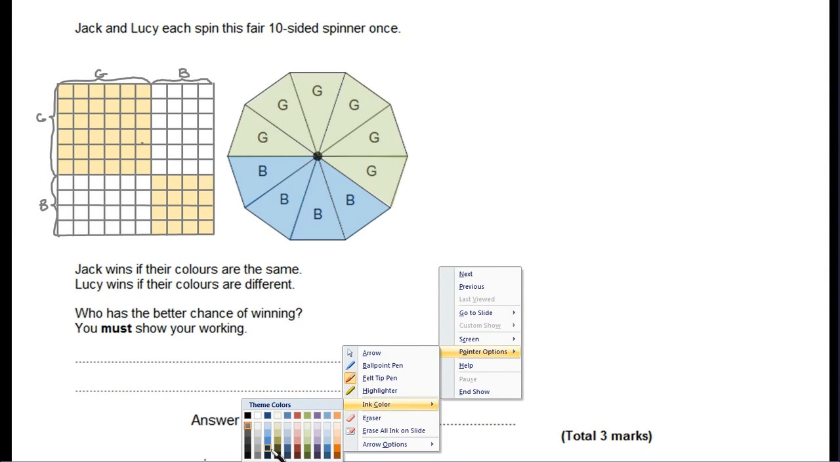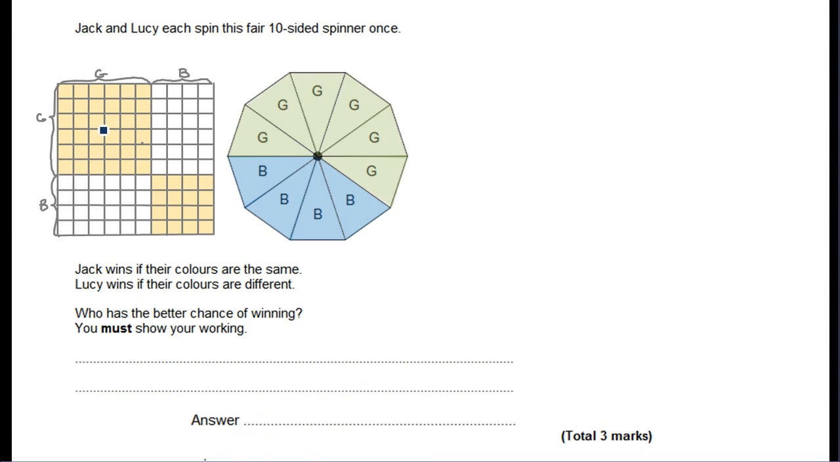So here, let's use a different colour to make this clear. Here we've got all GG, like that, and here we've got all BB. And again, we don't need to work out these areas here, we just need to work out the likelihood of these spinners coming up the same. So all we need to do is work out the areas here and here, the GG and the BB. That's going to give us the probability of Jack winning.